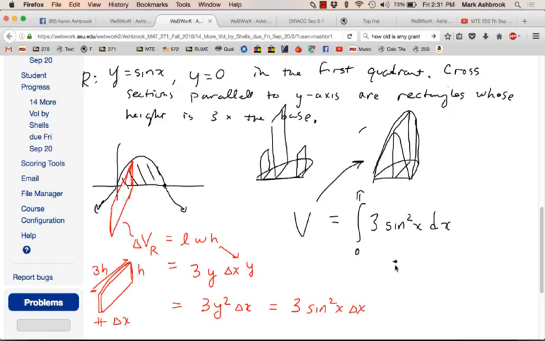And we all remember how to integrate sine squared? I heard one person say it, but you're all thinking it, right? Half angle formula.